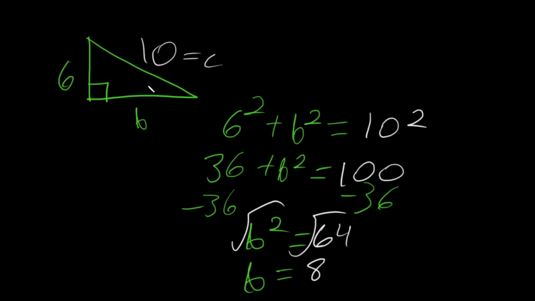So anytime you're using the Pythagorean theorem, you just need to make sure that you're setting the hypotenuse, the longest side, which is opposite of the right angle, this side, always on the other side of the equation. It's this leg squared plus this leg squared equals the hypotenuse, or longest side, squared.